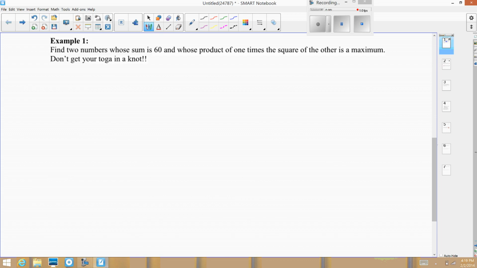All right, so there's usually two things with these optimization problems. Okay, we have our primary equation. What are we trying to maximize? All right, what are we optimizing? Might be minimize. So our primary equation, we want the maximum product. I'm going to just write P for product, one number times the square of the other.